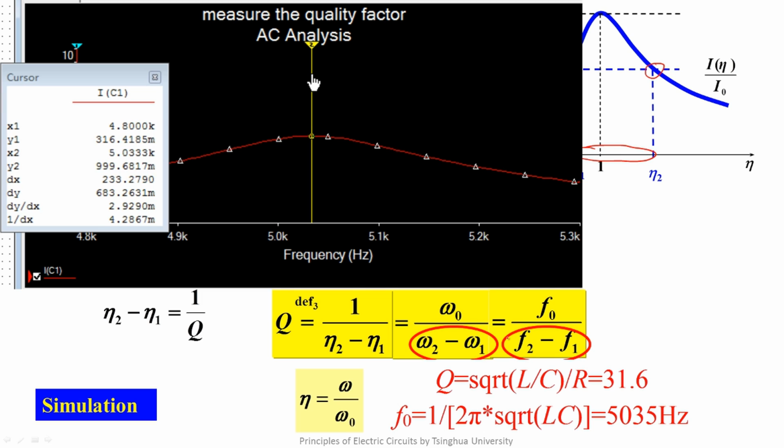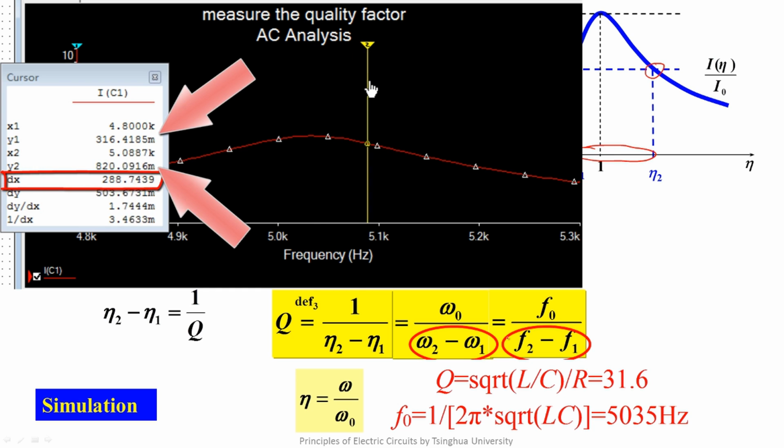Now we use the cursors to find the two half power points. You see, the frequency difference between the two cursors is 159. According to the previous theoretical analysis, the quality factor of the circuit is 31.6.